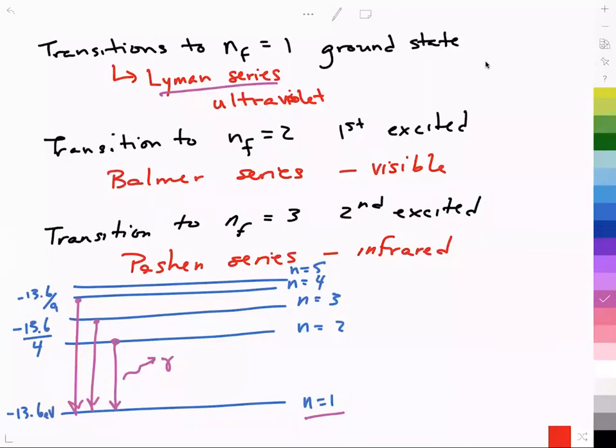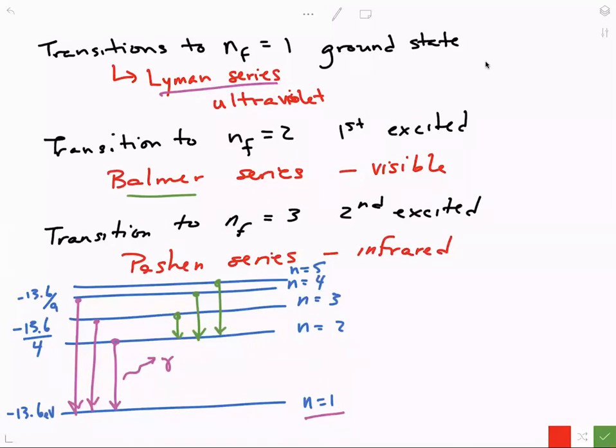Let's switch colors. If instead we were headed to our n equals 2, this would be our Balmer series. And same for going to the n equals 3, the second excited state, that would be our Paschen series. So that's a good place to pause, and when we pick up next time, we'll start talking about angular momentum.